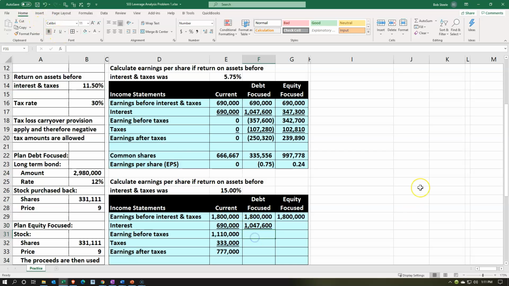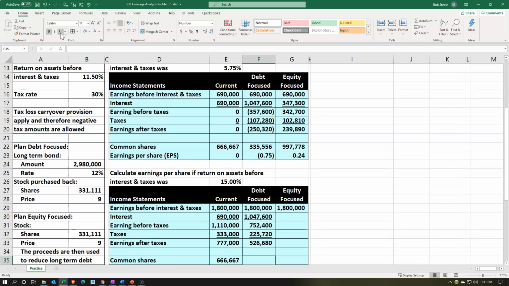Let's subtract these out. This being the earnings before interest and taxes minus the interest. Then the taxes are going to be that 752.4 times the 30%. Let's underline that. Home tab, font group, underline. Subtracting these out, the 752.4 minus the 225,720 gives us the 526,680.